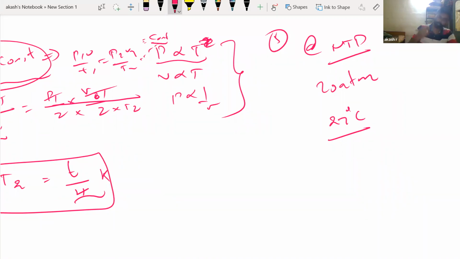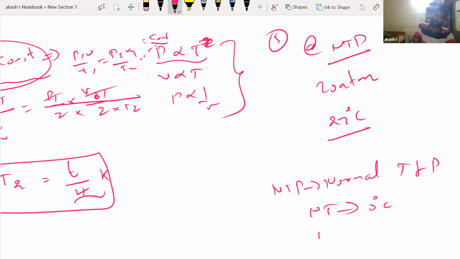Okay. Now before you start the question, let me tell you what NTP is. NTP is normal temperature and pressure. It is very similar to STP. Normal temperature is again 0 degrees Celsius, but normal pressure is different. For STP, standard temperature is 0 degrees Celsius and standard pressure is 1 atmospheric pressure. But here, normal pressure is 1 bar. That's the only difference.